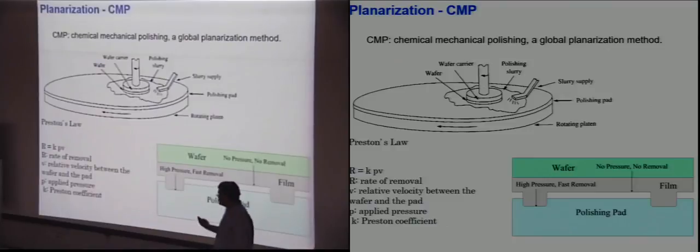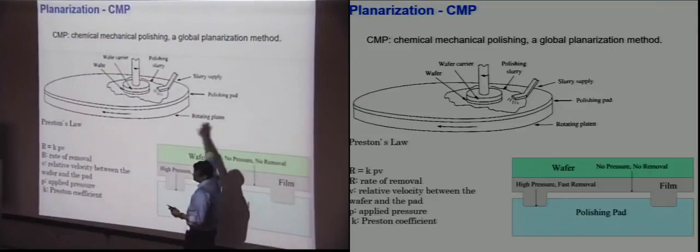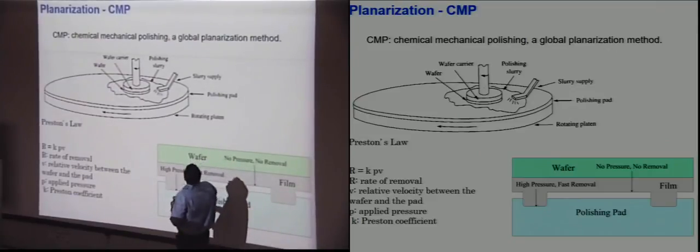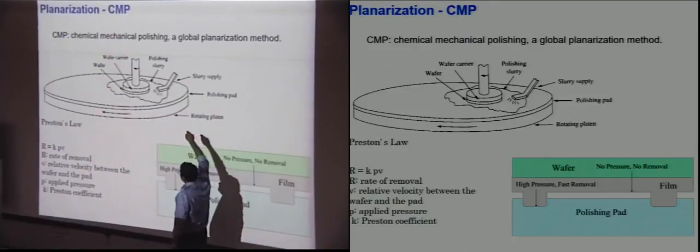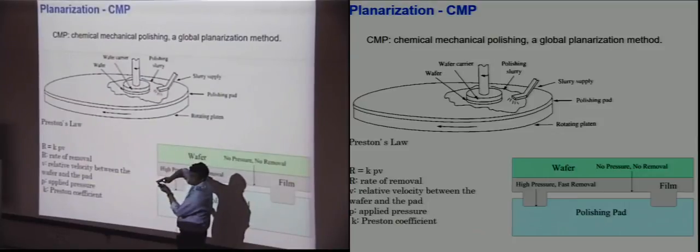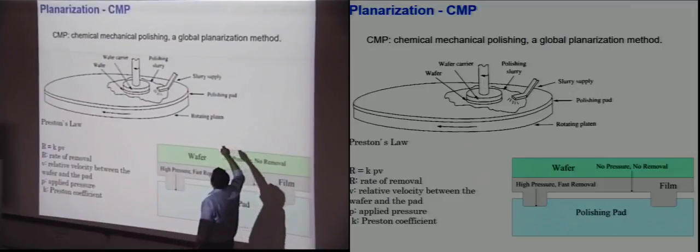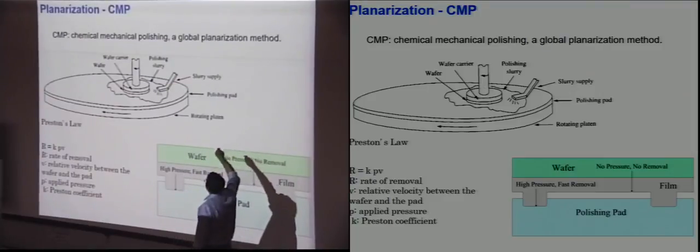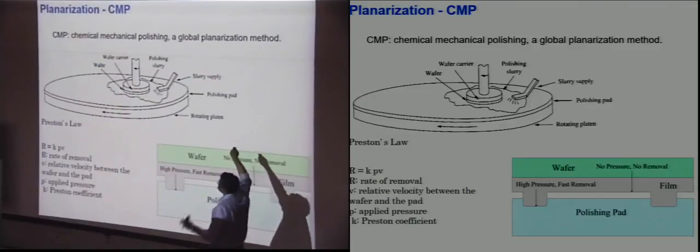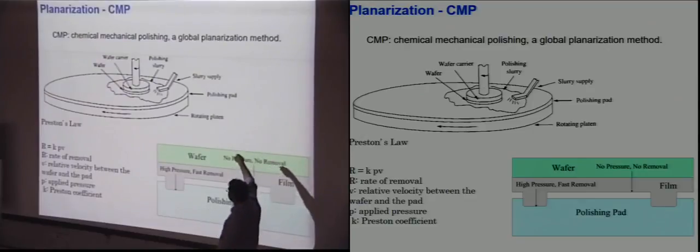It is a very crude looking method, and basically what you have is a platen. A platen is basically the base holder, and there is a huge polishing pad on top of it, and on top of the polishing pad you have a carrier that pushes the wafer down, touching the polishing pad. The polishing pad is typically made of polyurethane or something like that, and on top of the polyurethane pad you put a slurry. A slurry is a mixture of nanoparticles and acid or alkali depending on the kind of chemistry you want to do.